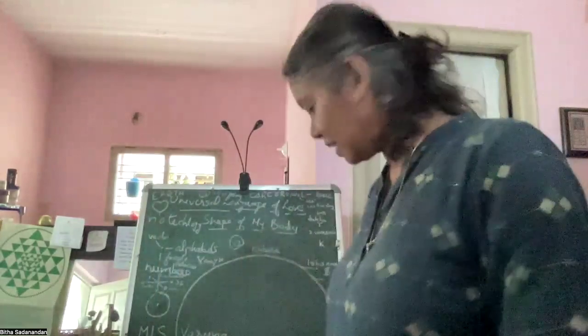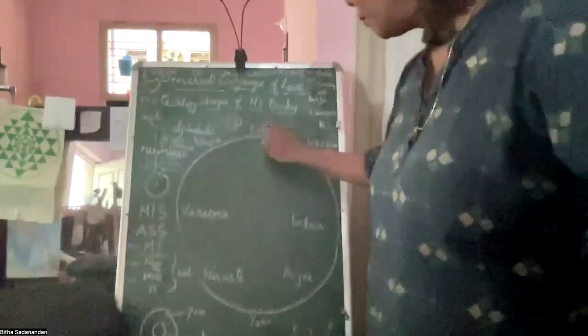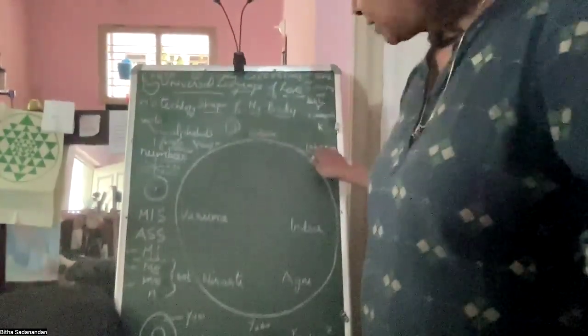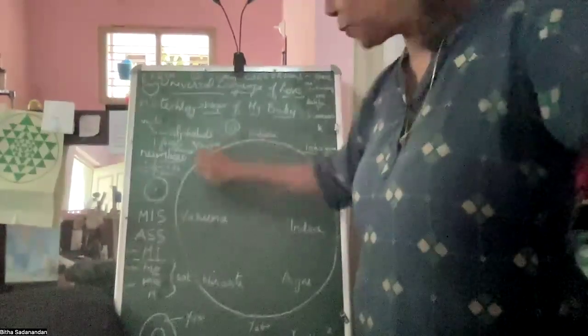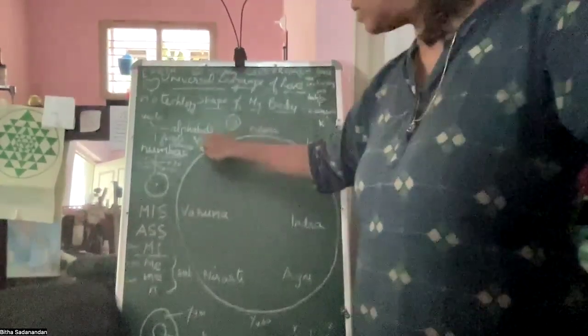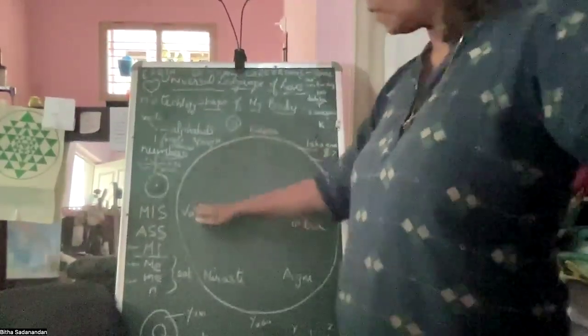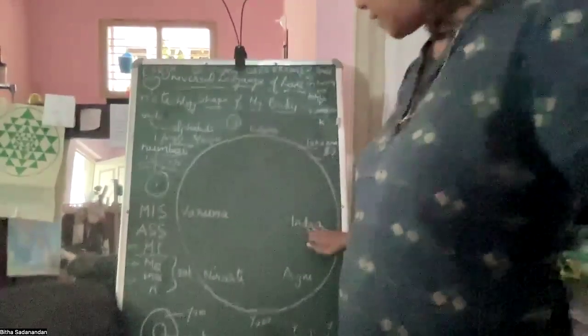So we have Agni, Nirarti, Yama, and Kubera on top. Then we have Ishana to the right. To the left, we have Vayu. Northwest, we have Vayu. Northeast, we have Ishana. West, we have Varuna. East, we have Indra.